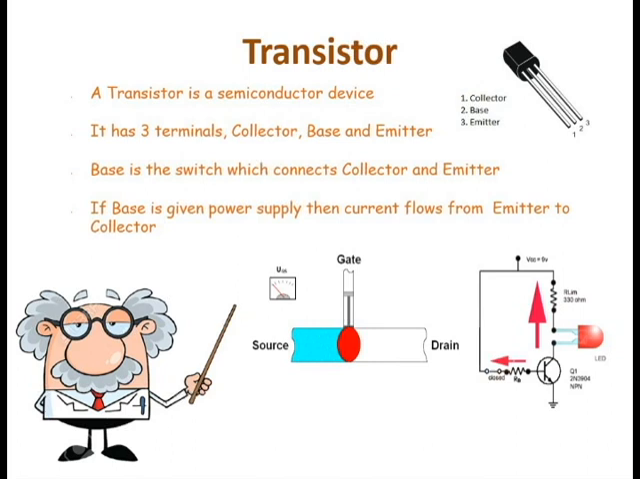As shown in the above diagram, the small water pipe is used to control the large water pipe. The same way, small current is used to control high current in the circuit, thus showing the concept of amplification.